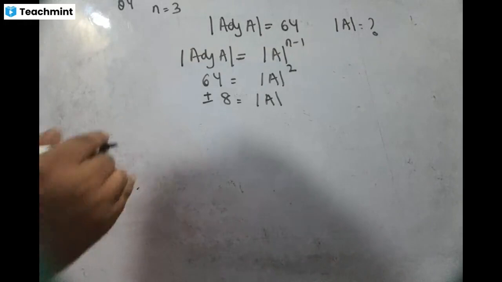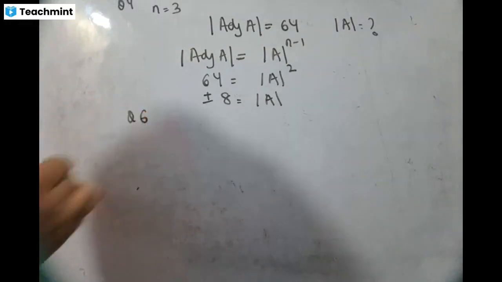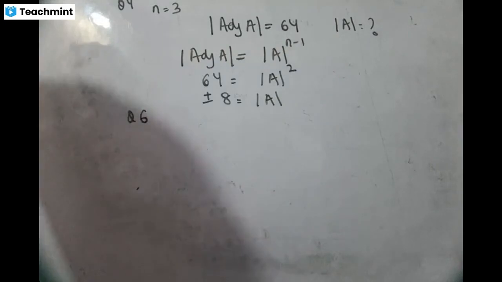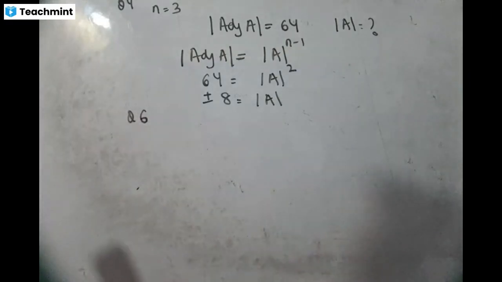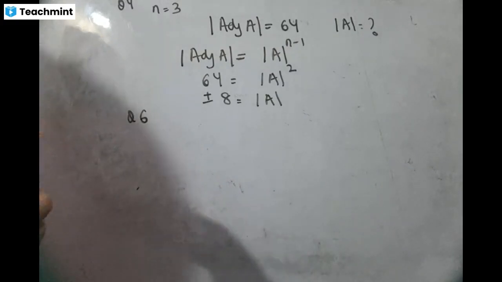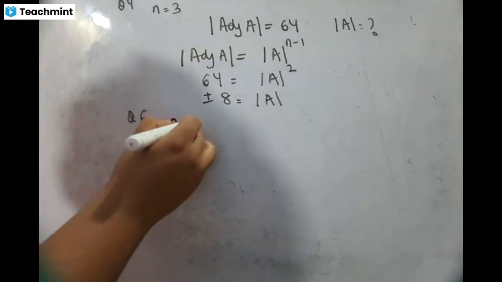Okay, so now we move on to question number 6. If A is a square matrix, what is a square matrix? A square matrix is a matrix whose number of rows and number of columns are equal. So it's either 2 cross 2 or 3 cross 3. Is that clear? In this case, it is 3 cross 3. So n equal to 3.